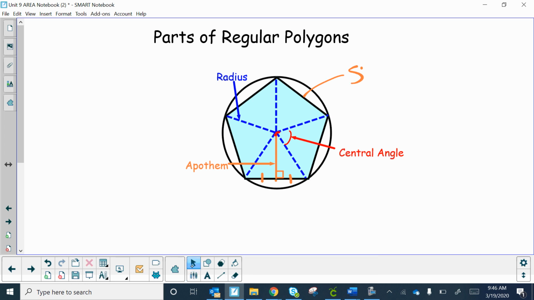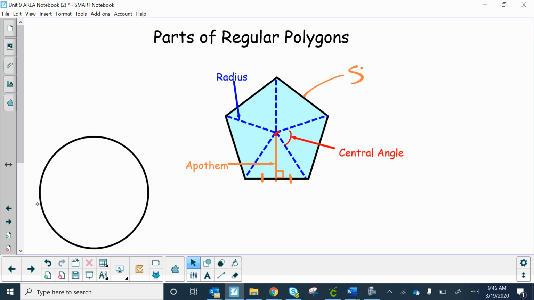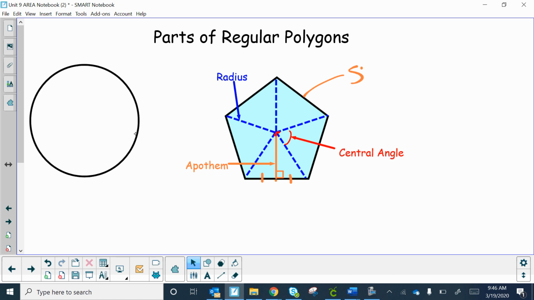I'm going to remove the circle because we don't always need that, since we're not always going to have the circle drawn on a regular polygon. We'll just see it like this. But you can see that if I add the circle, you can tell how that is a radius, and that's a central angle.